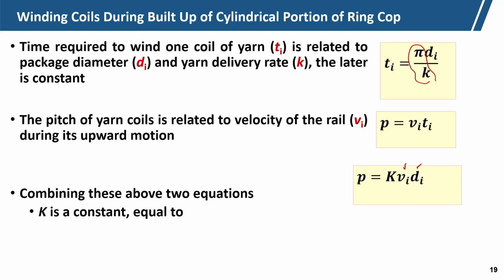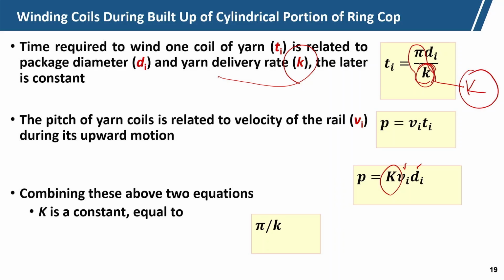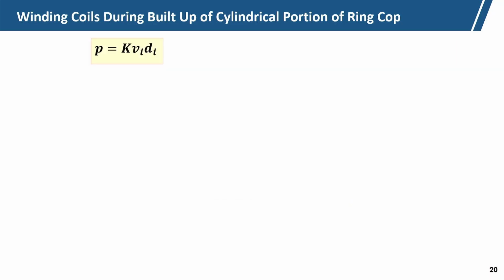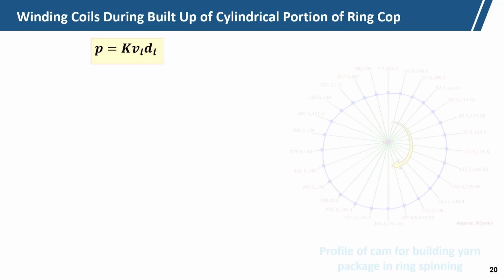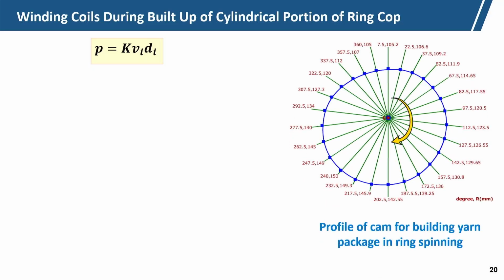Basically, here K is related to the yarn delivery rate. If we say the delivery rate is constant, in that case the capital K will be constant, which is pi by K. And if the yarn delivery rate is constant, we can have this relationship and we can calculate the pitch. So, pitch is nothing but this movement.